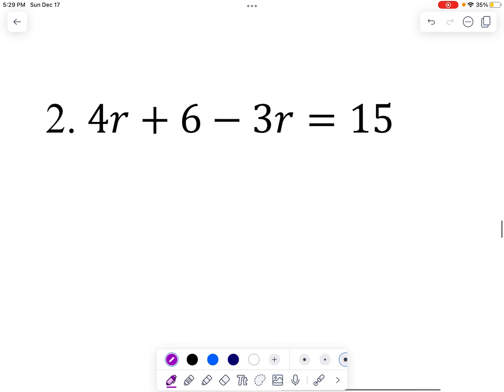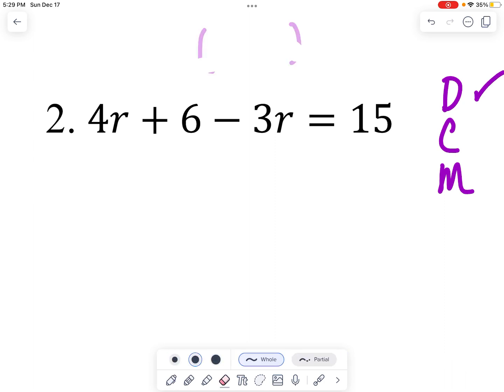Okay, so what I would do here is I would write DCM on the side and I would do a mental check. First, is there any distributing? Well, there's only distributing if we see parentheses, but I'm looking at this problem. Hopefully you all know what parentheses look like. It's these lines. I don't see that in this problem. So we can skip distributing and check that off. Now we're going to move to combining. Is there any like terms, any terms that have the same variable? So I'm looking and I'm like, wait, 4R and -3R. So I should be able to combine them, and we can.